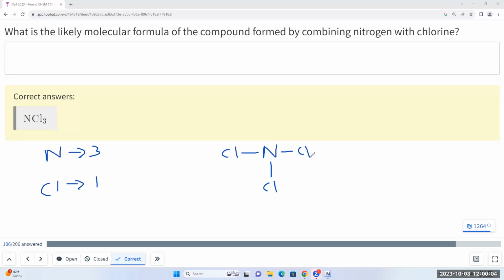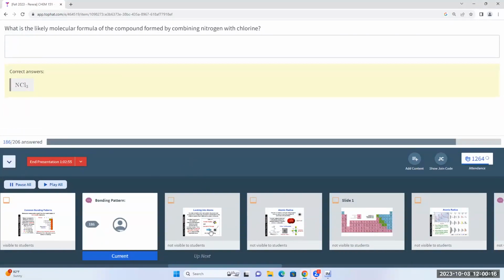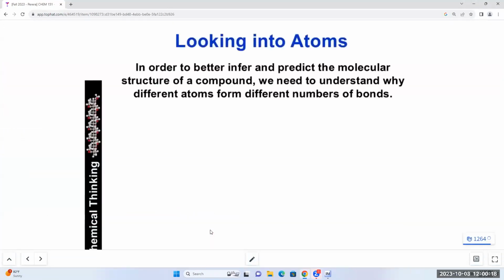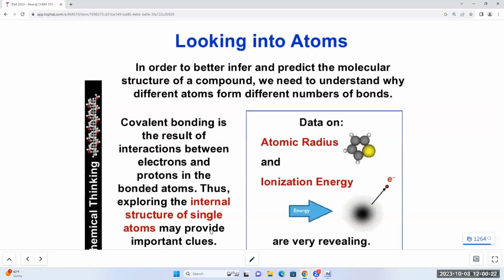All right. Now, here's what we're going to do for the rest of today's lecture. We can try to explain these common bonding patterns. So to do that, we're going to look into the atom, and then we're going to collect some data about the size of the atom and the ionization energies of the atoms to see whether we can get information about why elements have certain common bonding capacities. That's going to be the goal here for the rest of today's lecture.